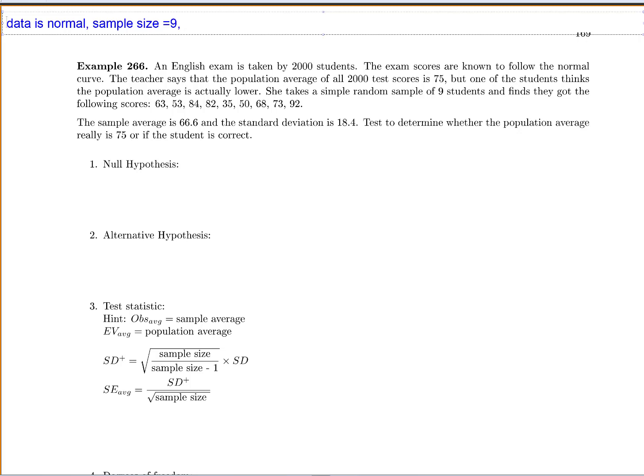She finds that they got these following scores. The sample average is 66.6. And the standard deviation is 18.4. We want to test to see whether the population average really is 75 or if the student is correct. So we're wondering, is the population average less than 75, since the student thinks it's less than 75? So that's our question of interest.